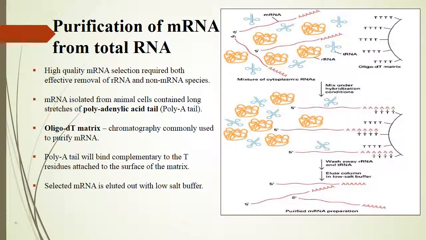Next, purification of mRNA from total RNA. First, high-quality mRNA selection requires effective removal of rRNA and non-mRNA species. Then, mRNA isolated from animal cells contains long stretches of polyadenylic acid tail. After that, oligo-dT matrix chromatography is commonly used to purify mRNA. The poly-A tail will bind complementary to the T residues attached to the surface of the matrix. Then, the selected mRNA is eluted out with low salt buffer.